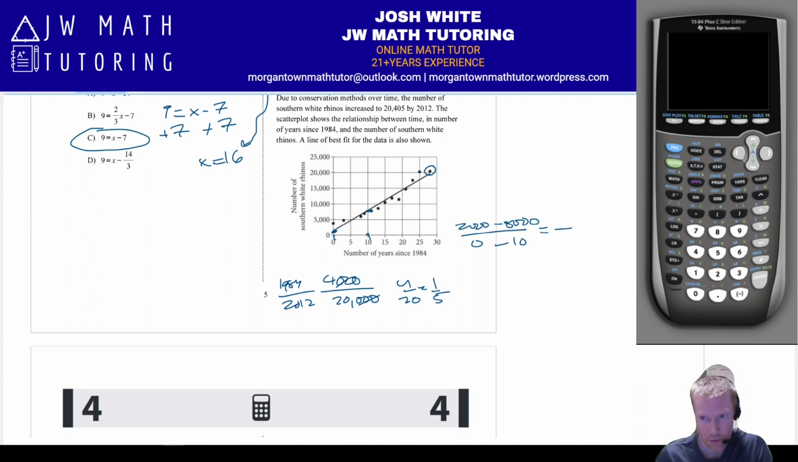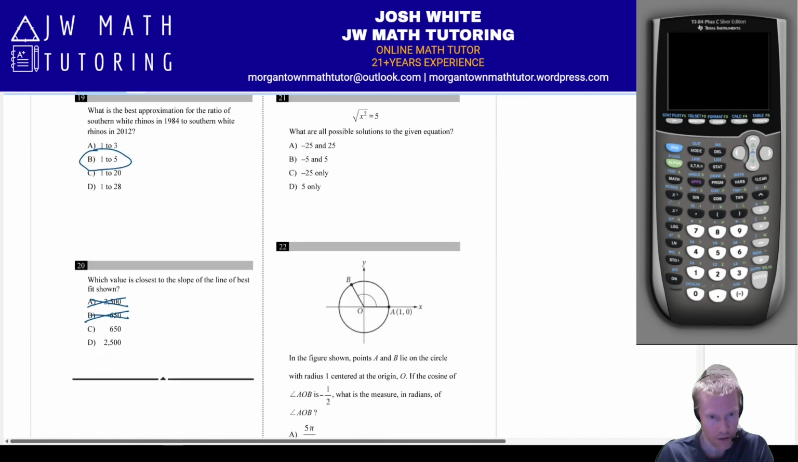So when I subtract those points, on the top I get negative 6,000. On the bottom I get negative 10. The two negatives will just cancel, so I'll make them positive. So 6,000 divided by 10, that's just 600. So now we go back here. Do we see anything close to that? Yes. C, 650, much closer to 600 than 2,500 is. So correct answer for this is going to be letter C.